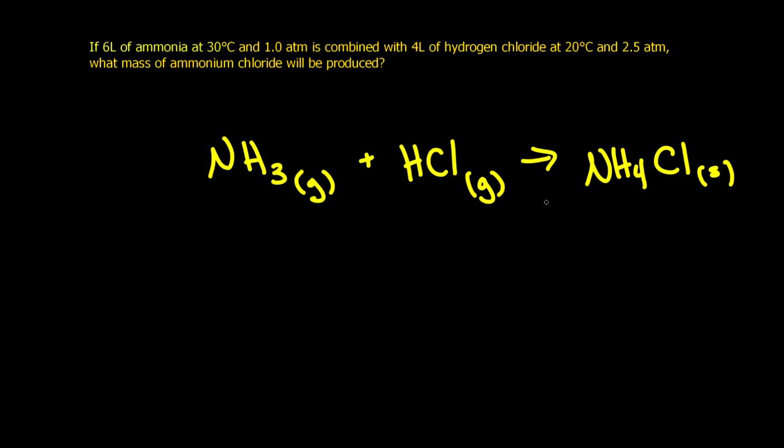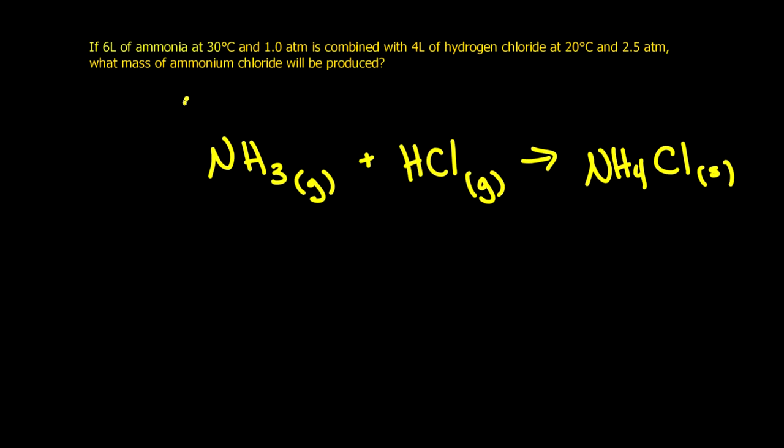Alright, last problem. If 6 liters of ammonia at 30 degrees Celsius and 1 atmosphere is combined with 4 liters of hydrogen chloride at 20 degrees Celsius and 2.5 atmospheres, what mass of ammonium chloride will be produced? There's a lot going on with this problem. We got 2 quantities for reactants. We got to figure out a limiting reactant. Both of my gases are at different conditions, so we got to use the ideal gas law for them both with their respective conditions.